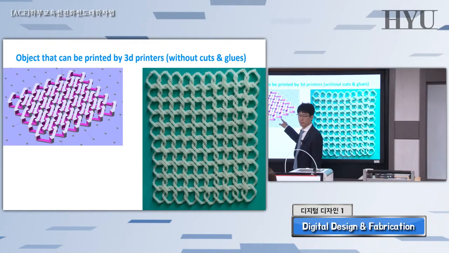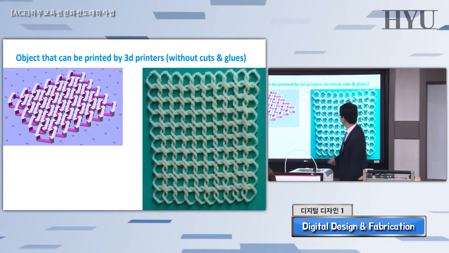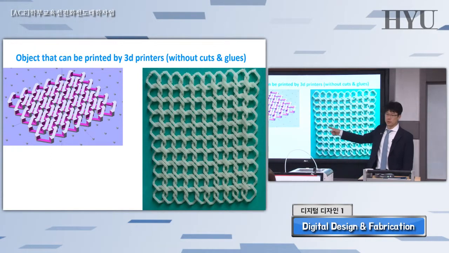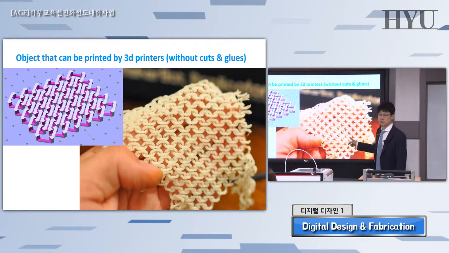Rectangle shapes, and they are overlapped, but nothing touched. So if you print out that kind of geometry using 3D printers, this can be generated, and this is moving like this. Something like fabric, something like chains. This is kind of a 3D chain. Today, we're going to print this by using this machine.